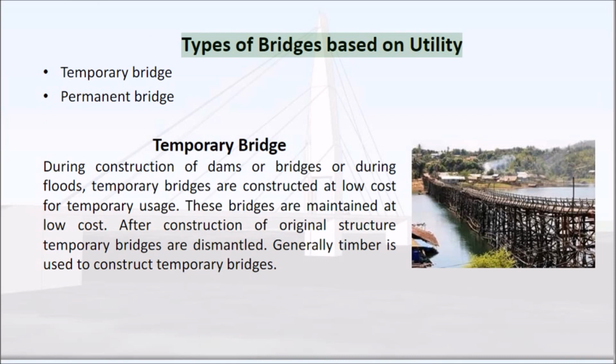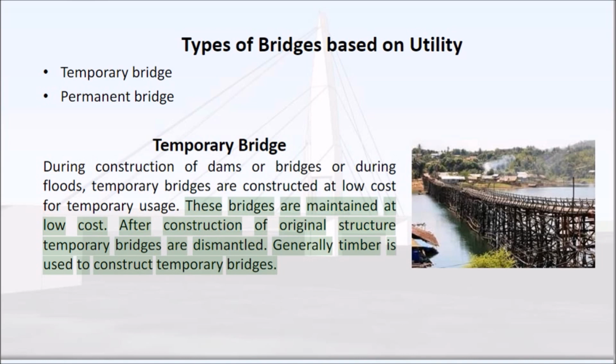Types of bridges based on utility: temporary bridge and permanent bridge. Temporary bridge. During construction of dams or bridges, or during floods, temporary bridges are constructed at low cost for temporary usage. These bridges are maintained at low cost. After construction of the original structure, temporary bridges are dismantled. Generally, timber is used to construct temporary bridges.